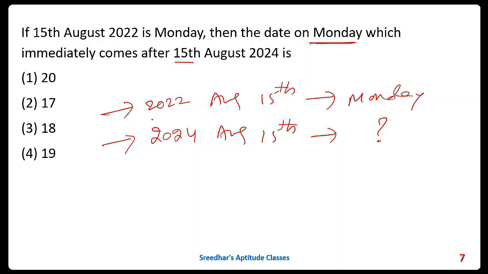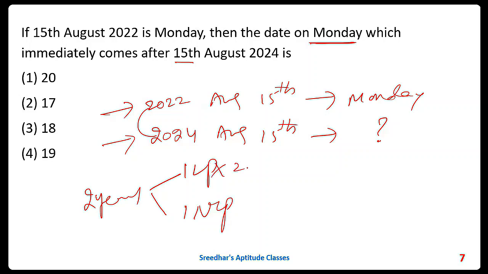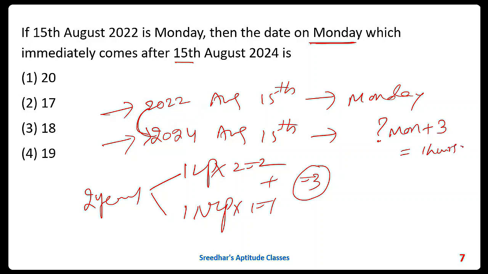Okay. So first of all, from 2022 to 2024, it's a gap of 2 years. In this gap of 2 years, there is one leap year and one non-leap year. Each leap year has 2 odd days, so 1 into 2, and each non-leap year has 1 odd day, so total 3 odd days. As 2022 to 2024 is a forward journey, I should add these 3 odd days. So it's going to be Monday plus 3: Tuesday, Wednesday, Thursday. So that means 2024 August 15th is Thursday.